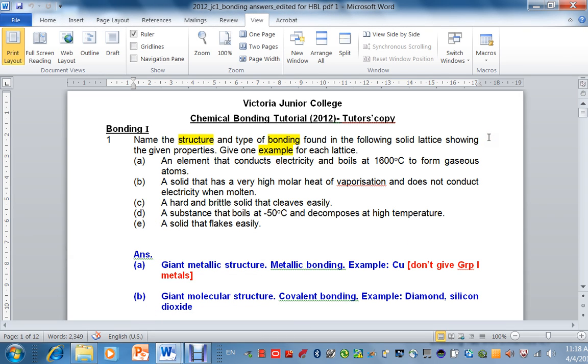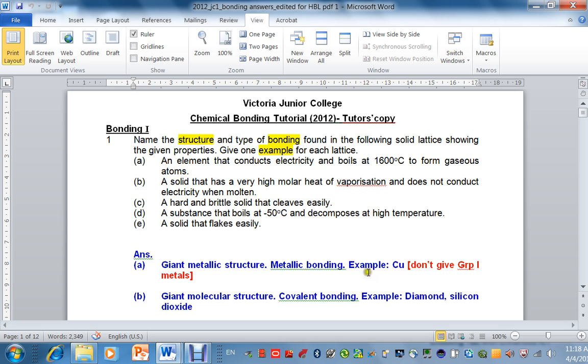For this question, you have to give 3 things: structure, bonding, and 1 example. For part A, an element that conducts electricity. From this, we know that it's definitely a metal. Usually metals will have rather high boiling point, as you can see here, higher than 1000 degrees C. So the structure is giant metallic structure, and the bonding is obviously metallic bonding.